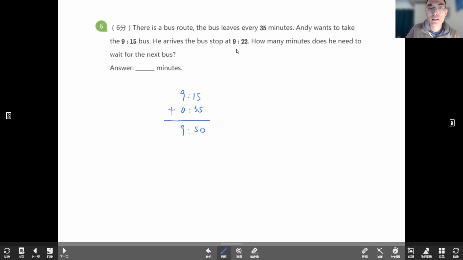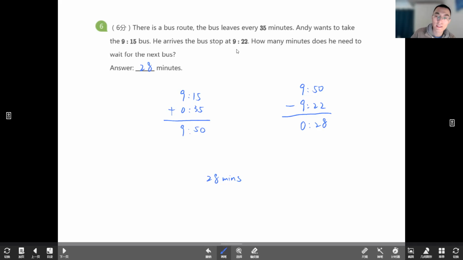So that means Andy is at the bus stop right now at 9:22. He'll have to wait for how long? For the 9:50 bus. Okay, so then we just need to do another column subtraction. So 9:50 minus 9:22. For the minutes, we just need to do 50 minus 22, which is 28. And for the hour, it is 9 minus 9, so it's 0. So 0 hours, 28 minutes is the answer. We don't need to write hours. The question is just asking for minutes. So the answer is 28 minutes.